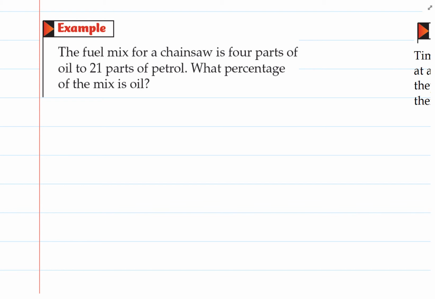In this first example we have a fuel mix for a chainsaw that is 4 parts of oil to 21 parts of petrol. So this is like for a two-stroke engine. Now it's asking what percentage of the mix is oil.